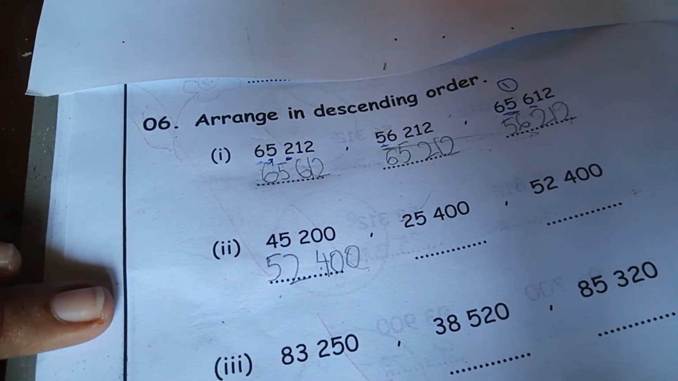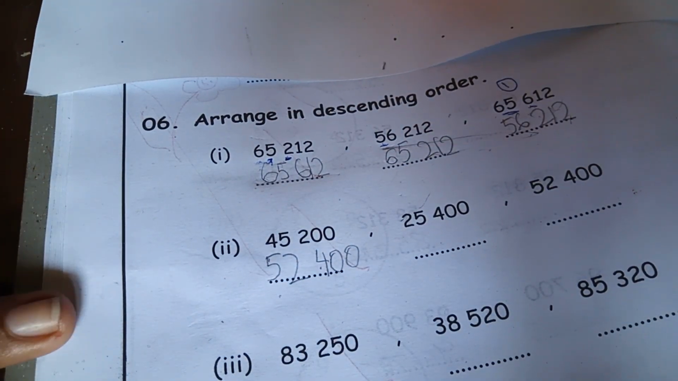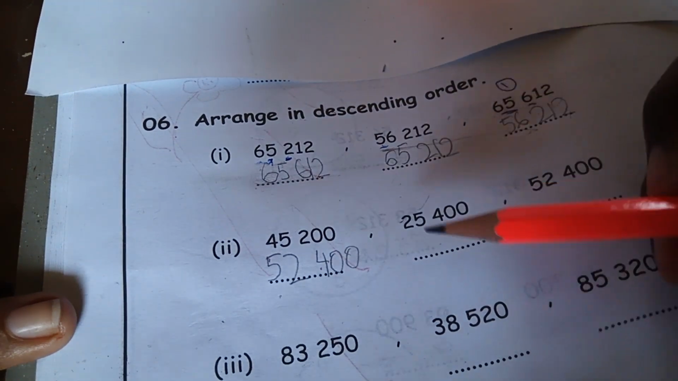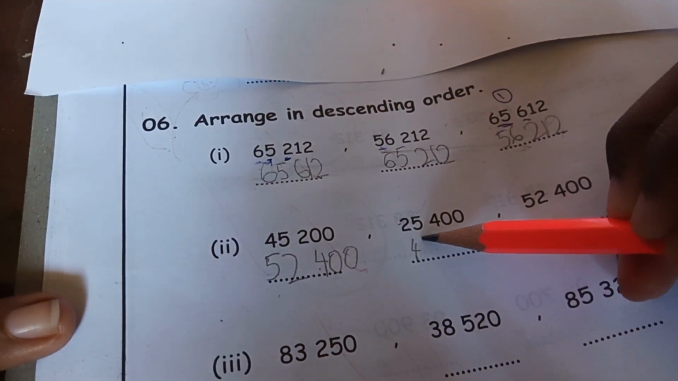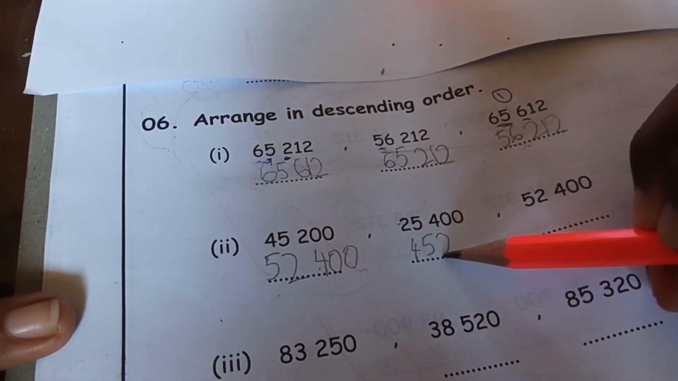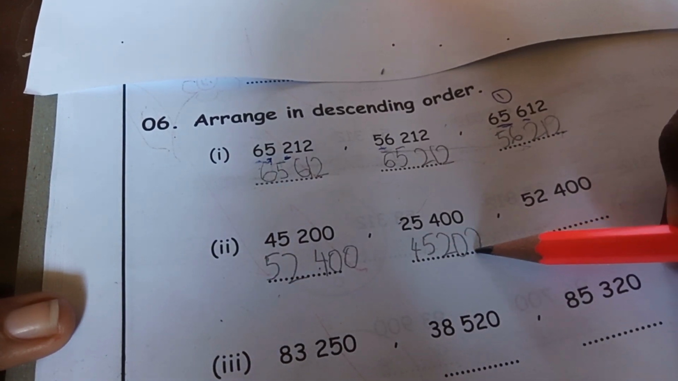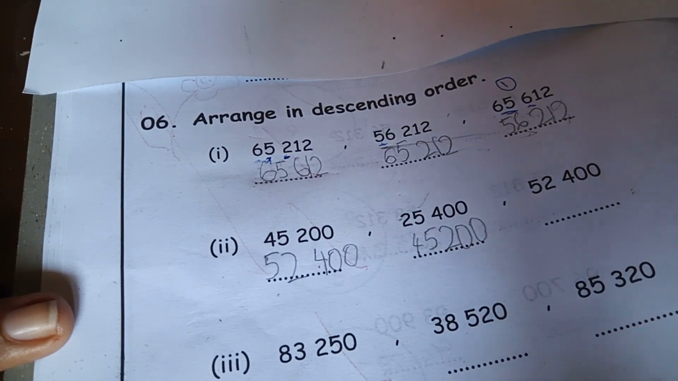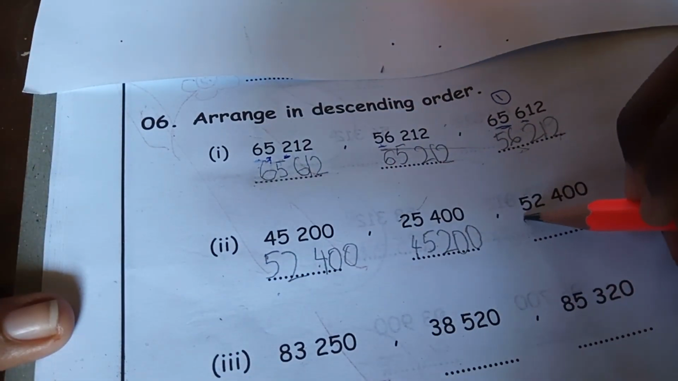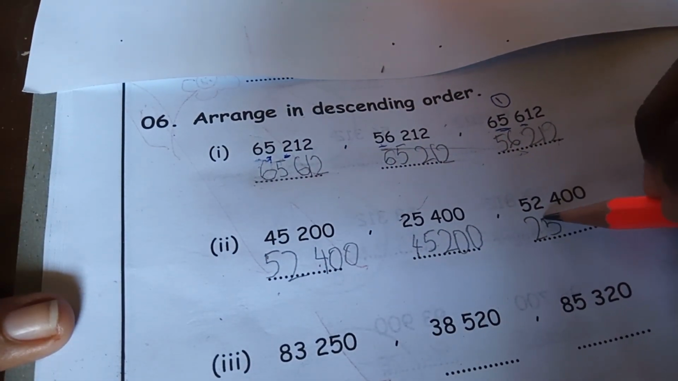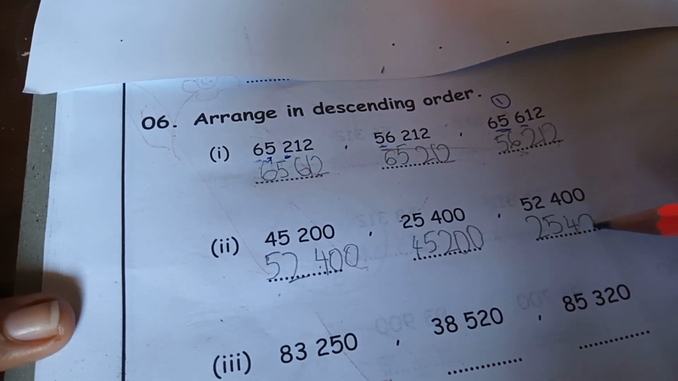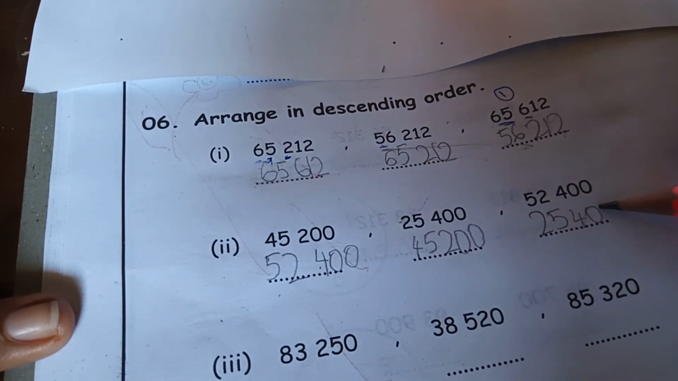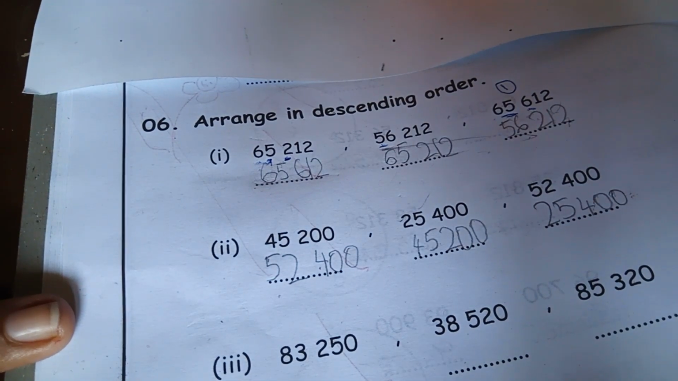Okay, the next one. 45,200. Okay, right. The smallest number? 25,400. Okay, the last one. Read the number.